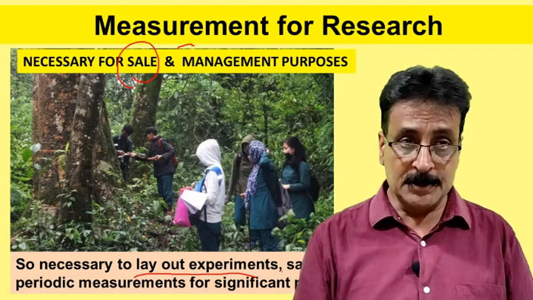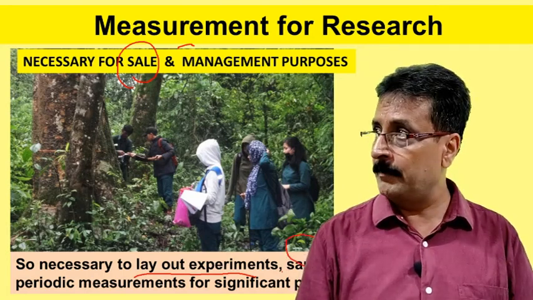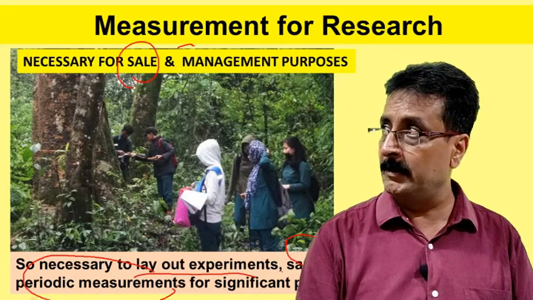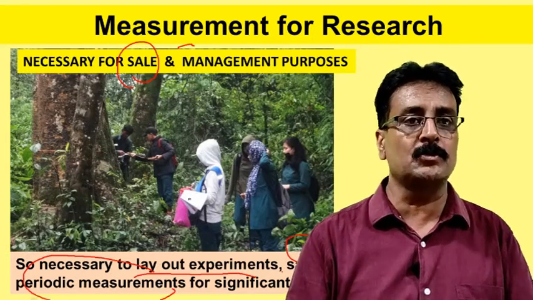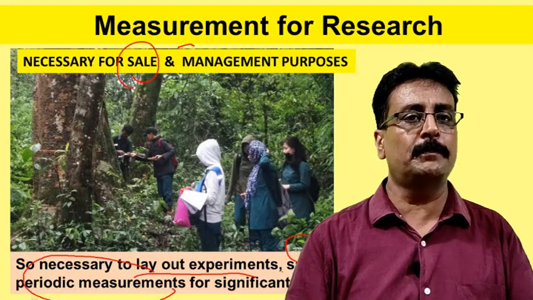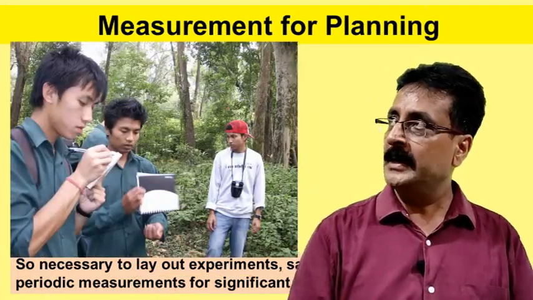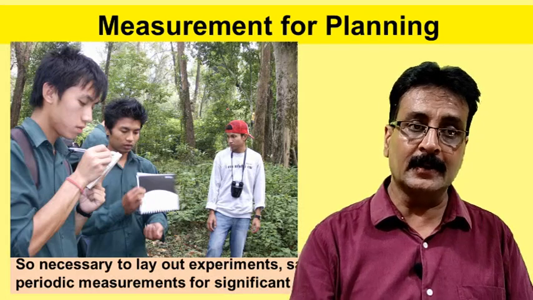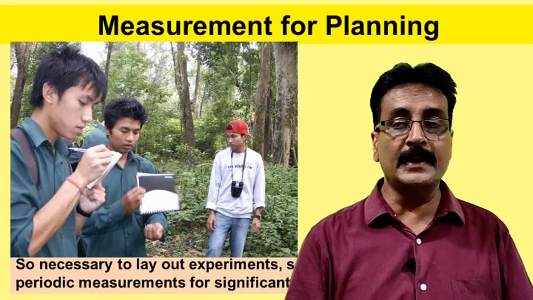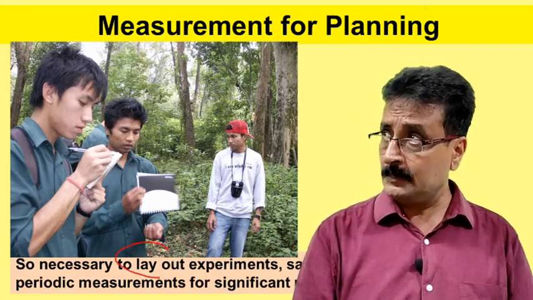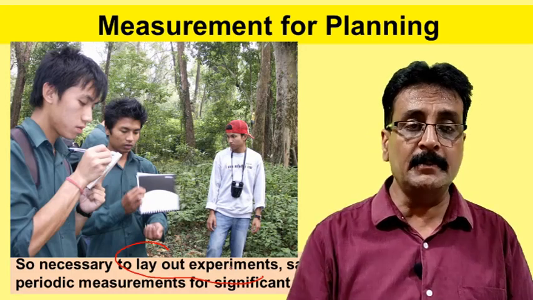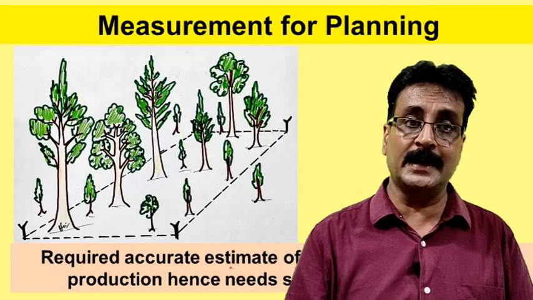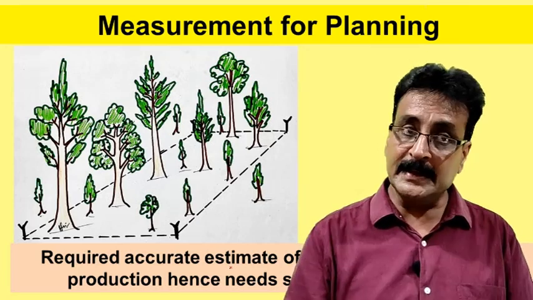I'll be teaching you in the coming lecture about the sample plots and how we will take the periodic measurements. Taking that measurement in the research will help us go for the best treatment, for the best production. Okay, then measurement for planning. Now what do we mean by planning here? Planning is to lay out the experiment to fulfill the gap of supply and demand. Plan for that gap, how to make that gap less.